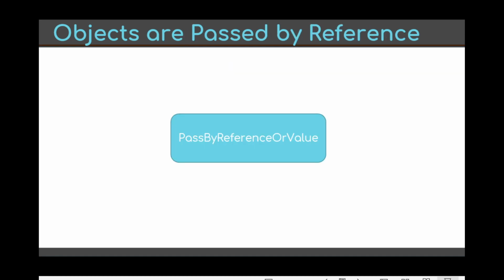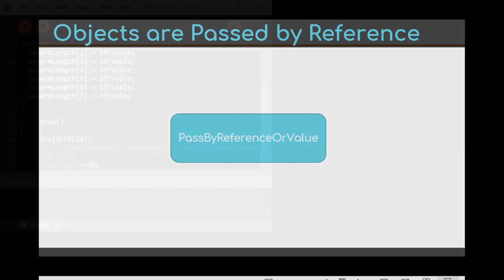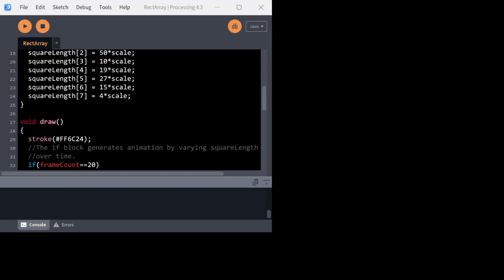And objects are passed by reference. So this is where this is coming back. Objects and arrays are passed by reference. Let's take a quick look at the pass by reference example. Pass by reference or value is the name of the project.